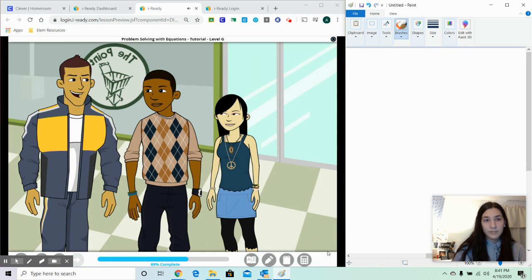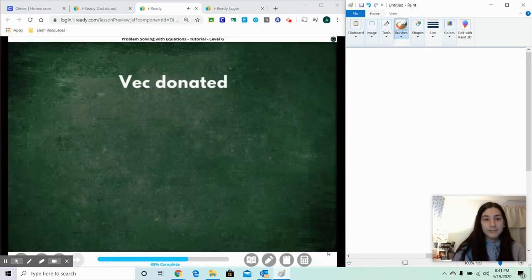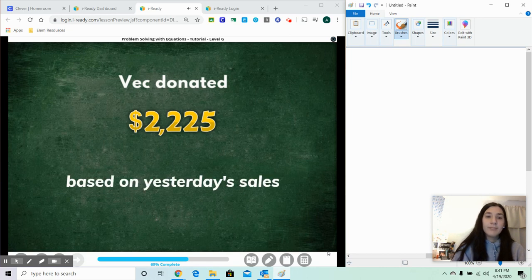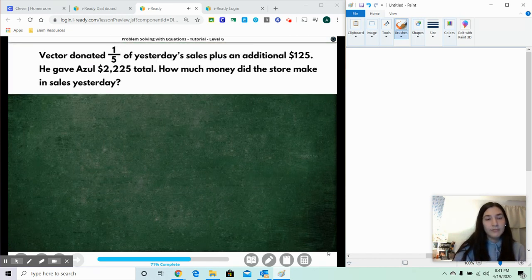Vec used some kind of formula to figure out how much he would donate. He gave us $2,225. It was based on his sales from yesterday. I always wondered how much money people spend on groceries every day. Let's figure it out. Vector donated 1/5 of yesterday's sales plus an additional $125. He gave Azul $2,225 total. How much money did the store make in sales yesterday?